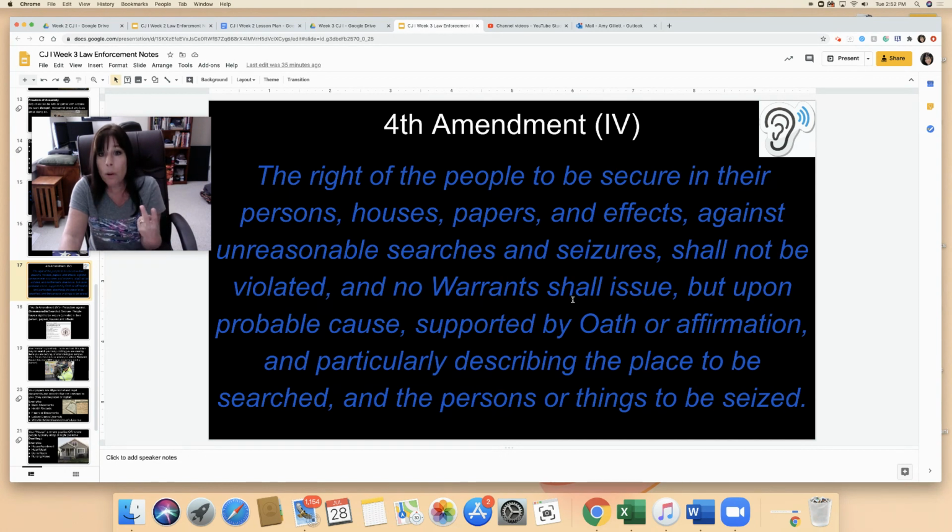No warrant shall issue. That means be issued. No warrant shall be issued or signed by a judge, but upon probable cause, supported by oath or affirmation. This is where the police officer who is applying for the warrant, the search warrant, the arrest warrant, is swearing to the judge that the reasons they have are true to their knowledge. And it's going to take quite a bit of evidence, quite a bit of proof for that judge to say, yes, you have enough, you have probable cause.